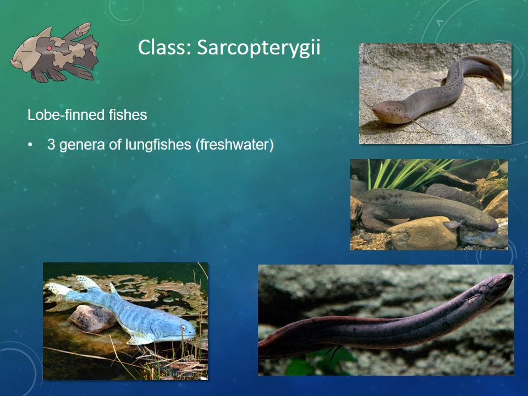So, yes, there are 3 genera of lungfish. We'll get to them first, and then we'll explore the human connection that we're going to look at in a second. 3 genera found in Africa, South America, and Australia. They are freshwater. They look cool. I'm a fan of the lungfish, of course. Big fan of those. And so, yeah, they're cool.